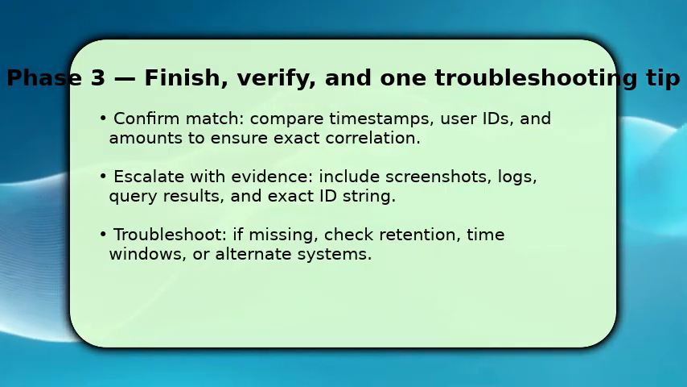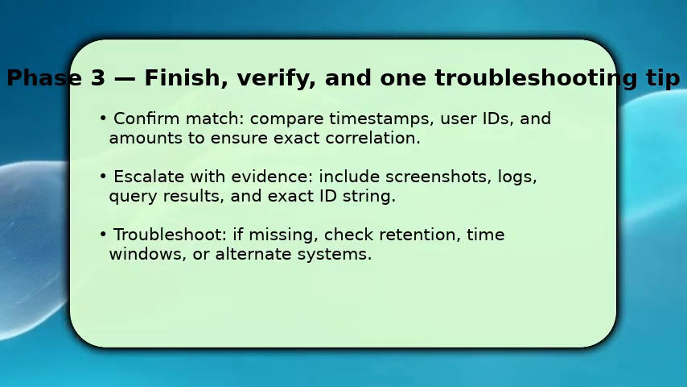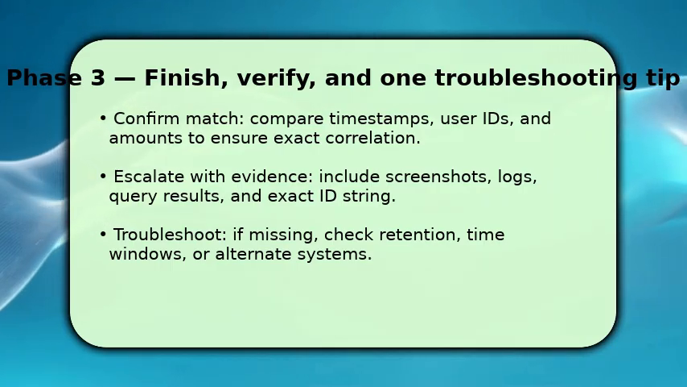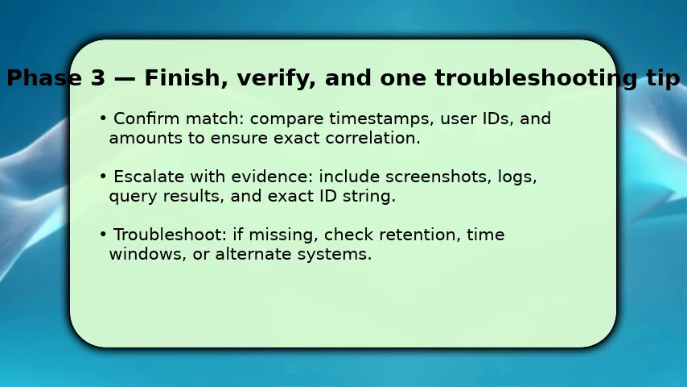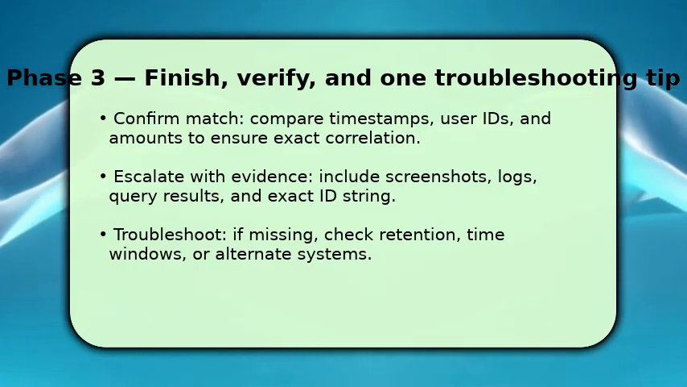If you can't find it, expand time windows, recheck retention policies, or search other systems that might generate alternate ID. When escalating, attach screenshots, log excerpts, and the exact ID string so others can reproduce your steps quickly and avoid back and forth.